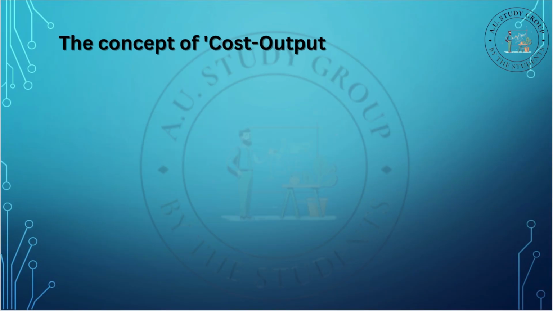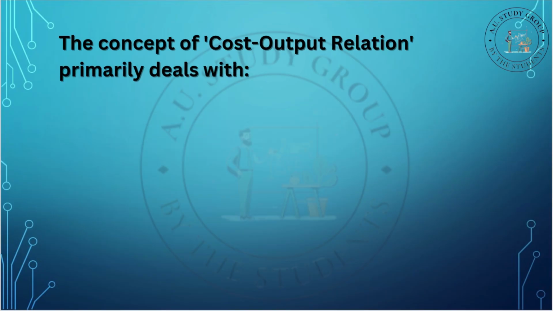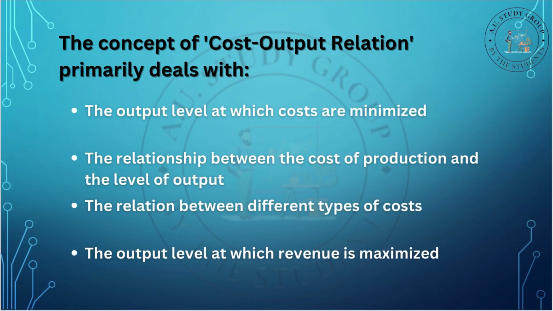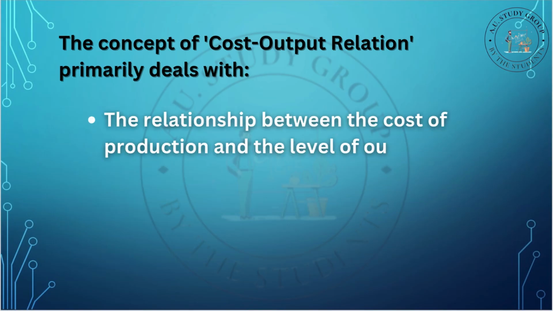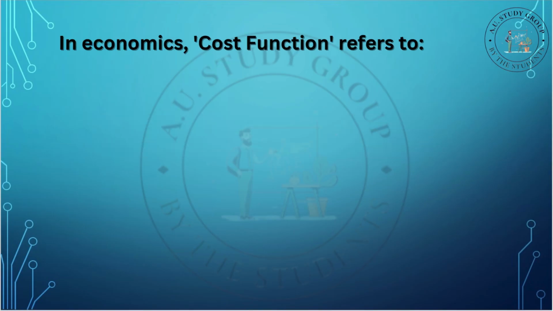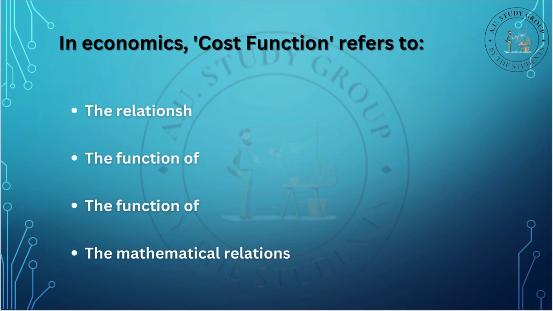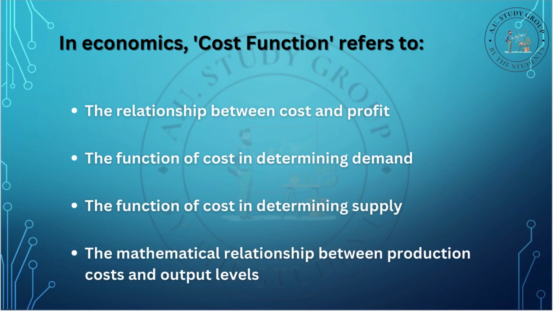Next one. The concept of cost output relation primarily deals with what? The output level at which costs are minimized, the relationship between the cost of production and level of output, the relation between different types of costs, the output level at which revenue is maximized. What does cost output relation deal with? The relationship between the cost of production and level of output. Very good.